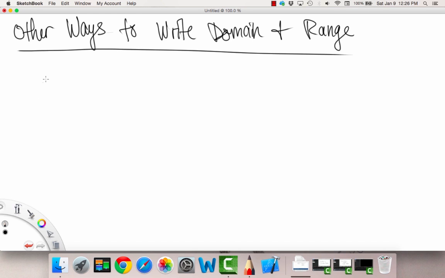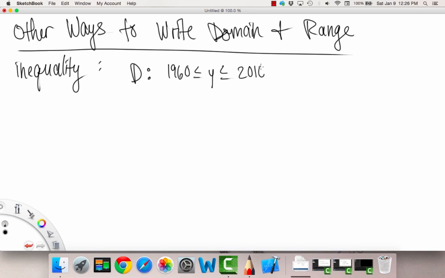All right, so the first way, like I listed before, is inequality. Let me show the example of that. Our domain was given by 1960 ≤ Y ≤ 2010, and the range was 100 ≤ P ≤ 1400. Okay, so that was the inequality form.